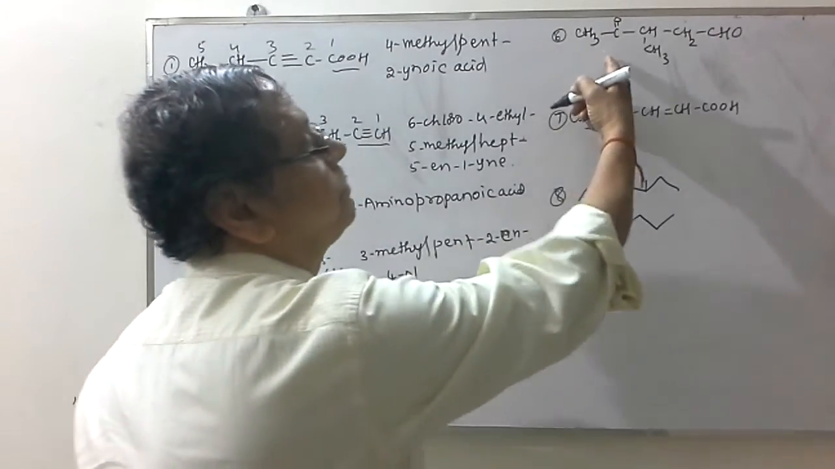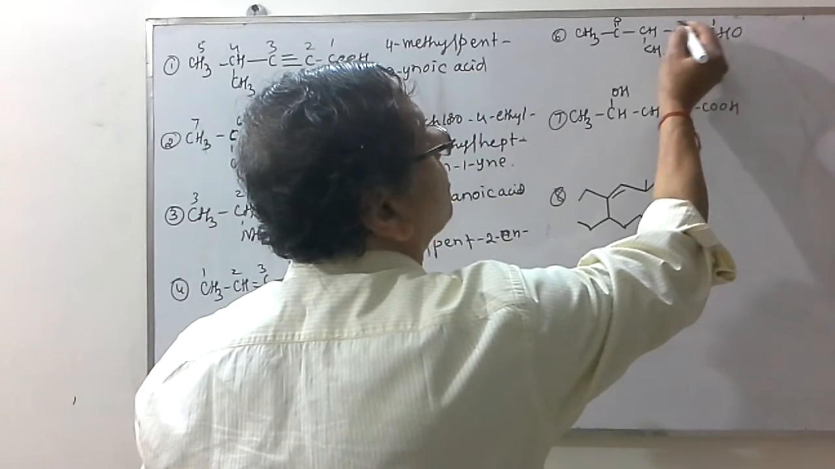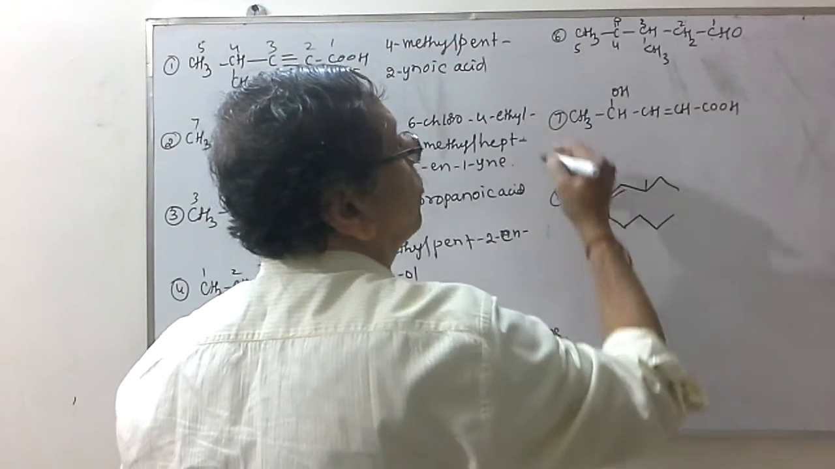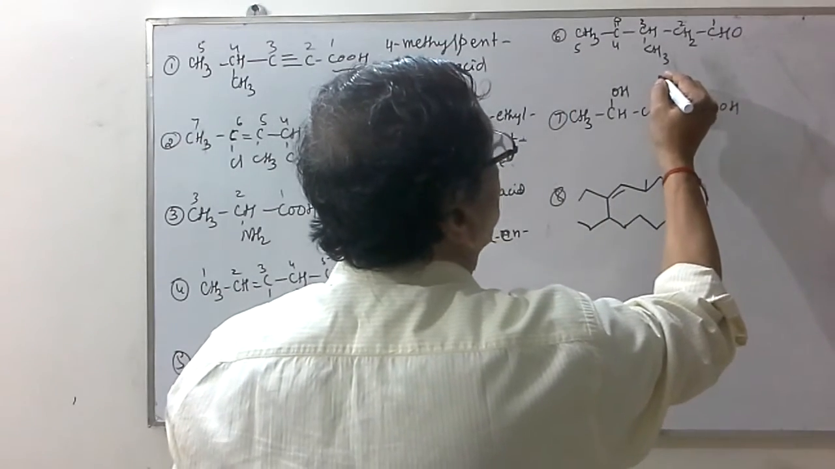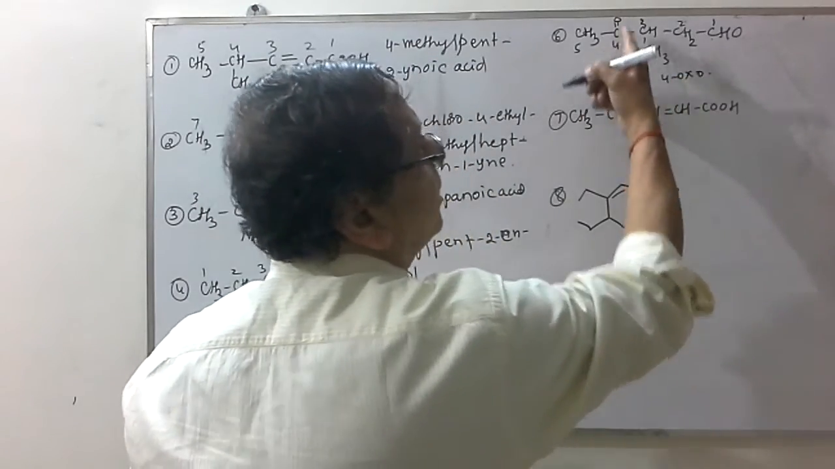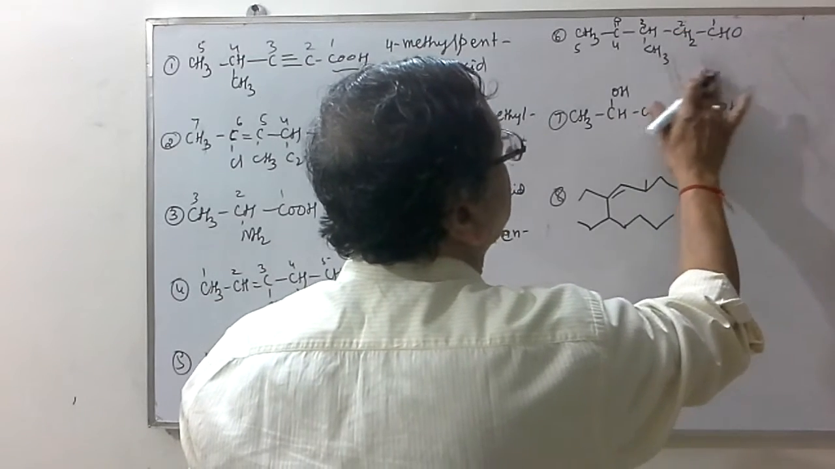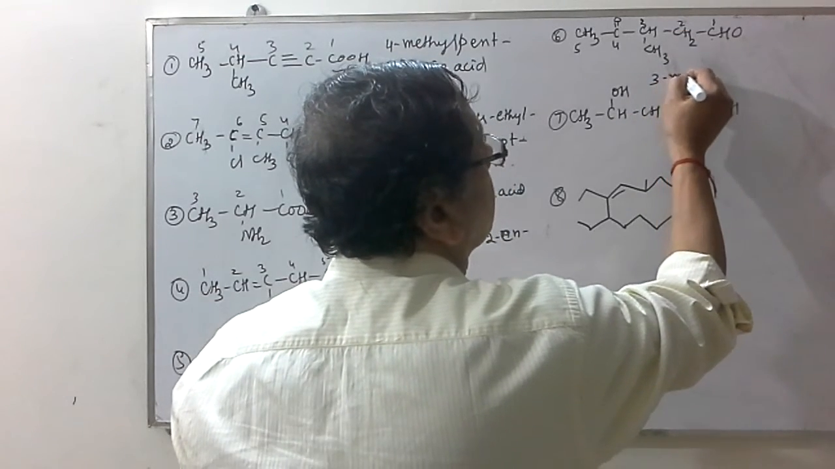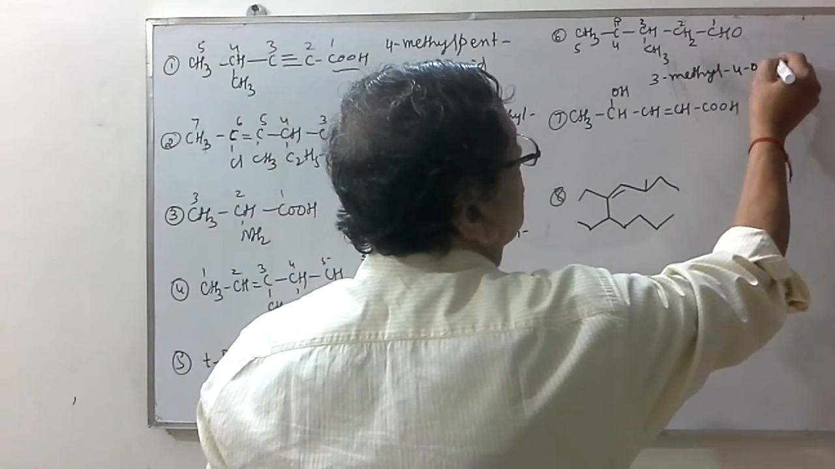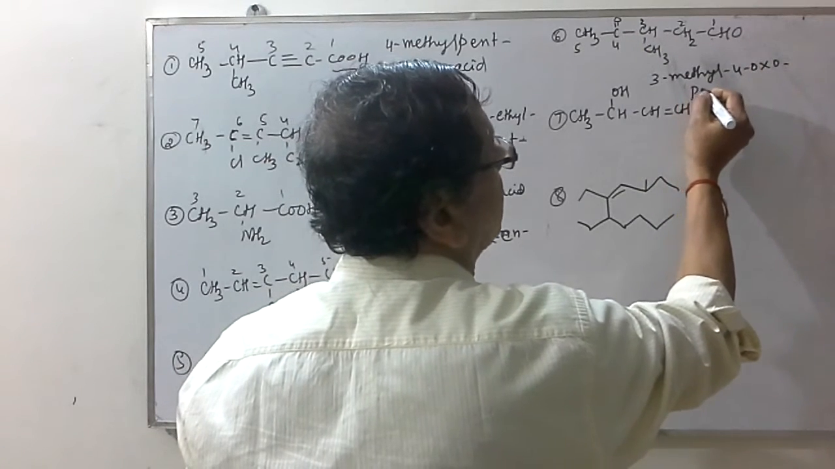Coming to this example, there is an aldehyde group, it should be given preference. 1, 2, 3, this carbonyl group will get the 4th place. Therefore it is named as 4-oxo, because ketonic group is named as the prefix oxo, but before that we should write 3-methyl. 3-methyl, 4-oxo, and it is pentane containing one aldehyde group, therefore it is pentanal.